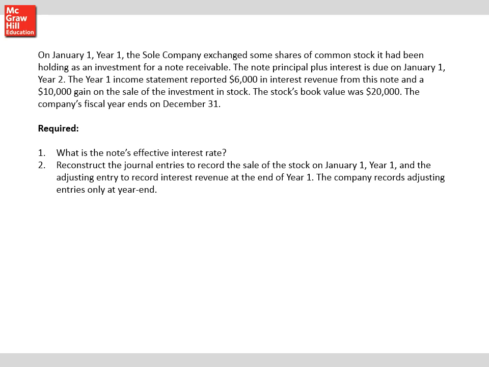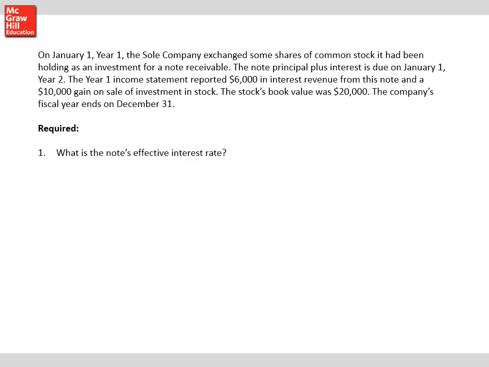So now it wants us to reconstruct the journal entries and figure out the note's effective interest rate. Interest reported for the year, the $6,000, divided by the value of the note, will give us the note's effective interest rate. Well, they don't tell us how much the note is for, but you can figure that out.